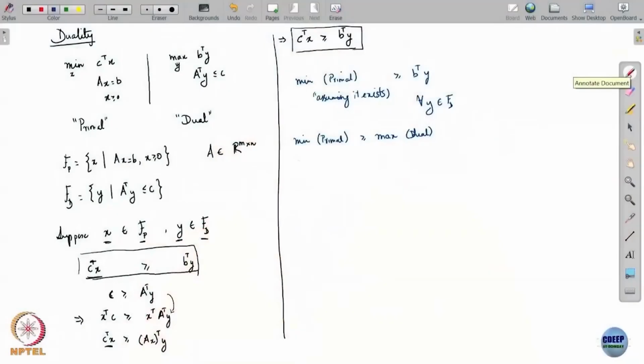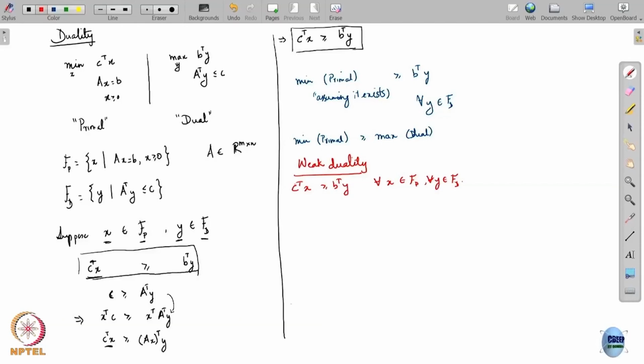Now, this property is what is called, write this in red, weak duality. Weak duality simply refers to this: that for any x in FP and for all y in FD, C transpose x is greater than or equal to B transpose y.